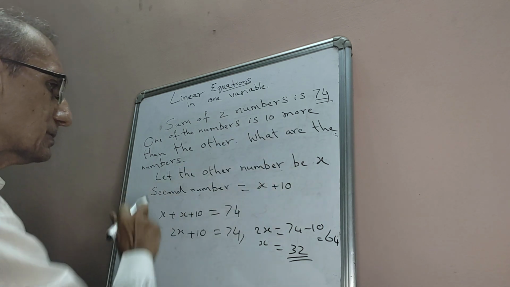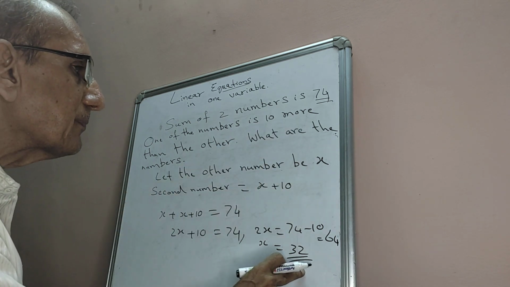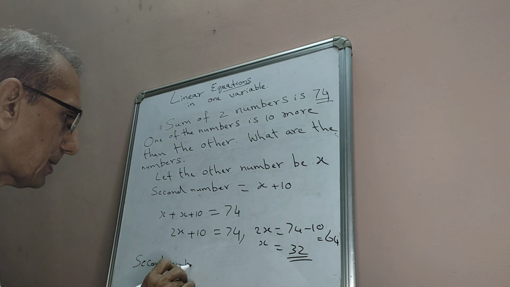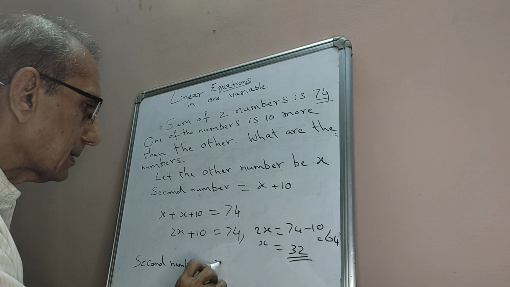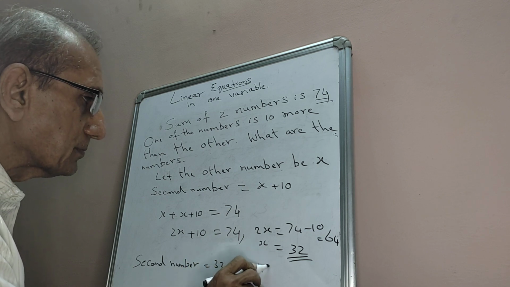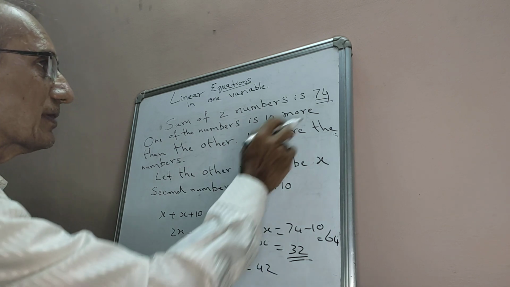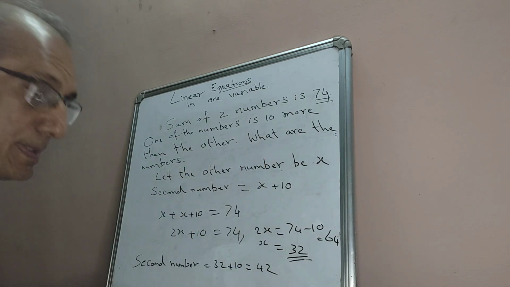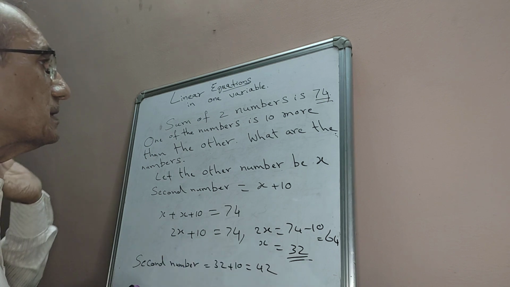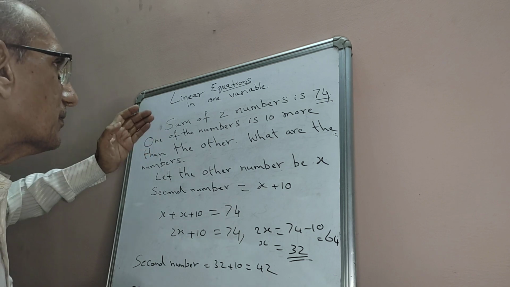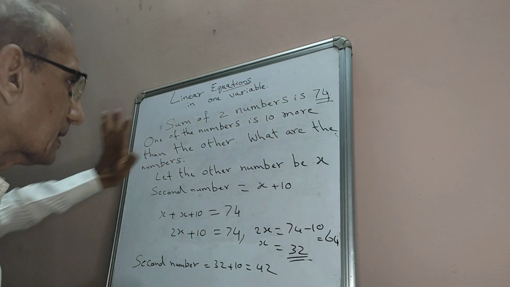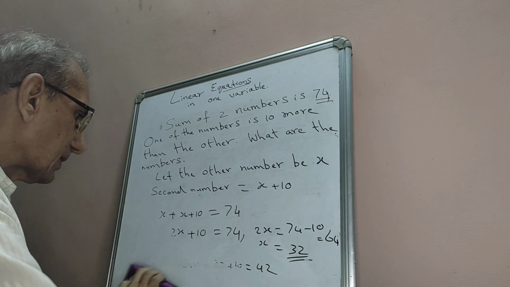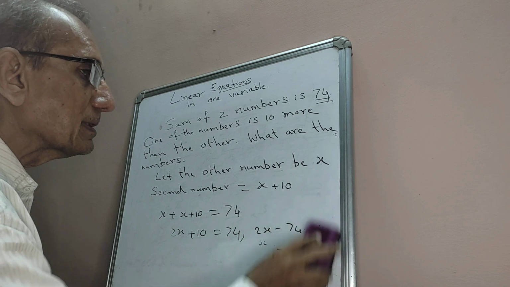So what are the numbers? One number is 32 and the second number is 10 more than this, 32 plus 10, 42. Therefore the sum of these two is 74. 2 plus 2 is 4, 4 plus 3 is 7. Right? So this is how we solve application problems. Correct? I think we'll stop here and do some more application problems in the next class.